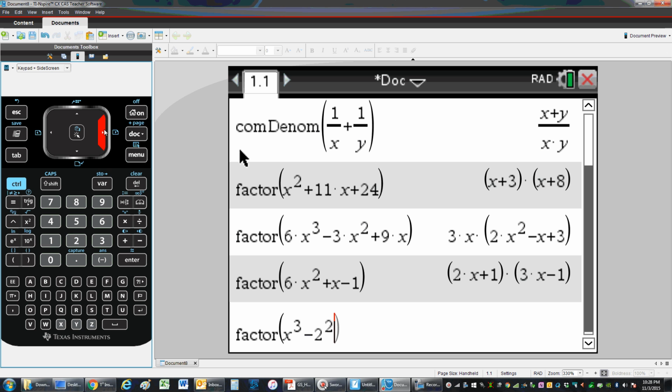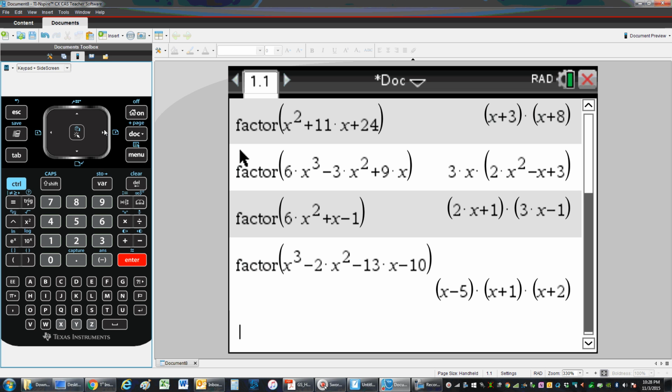Okay, I'm frustrating myself because I'm trying to use the keypad to play fair with you. It's driving me crazy. I'm going to do it the old-fashioned way. The new-fashioned way, I guess. Okay, so if you want to factor a cubic, it's going to give you all 3 factors, just like that. So it saves you all the hassle of trying to do it.